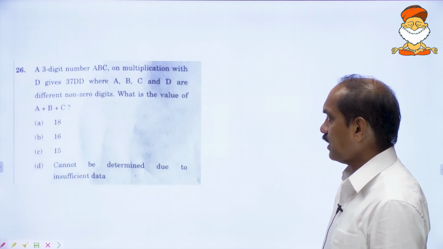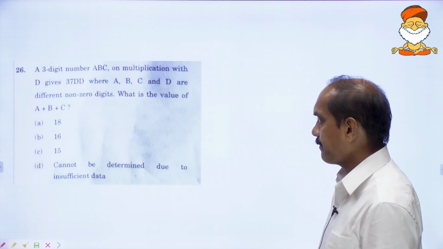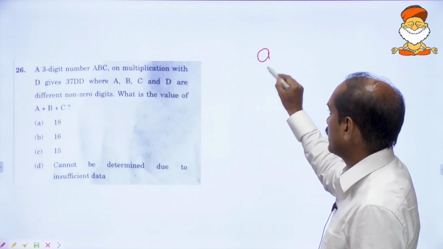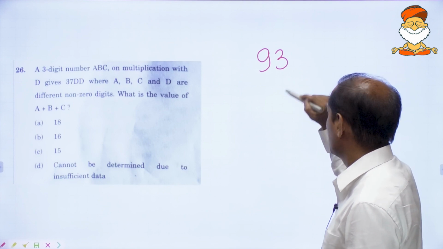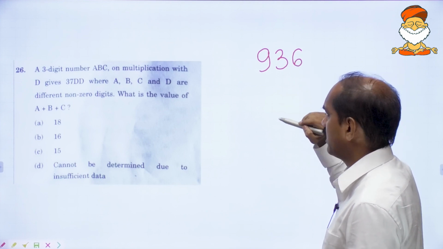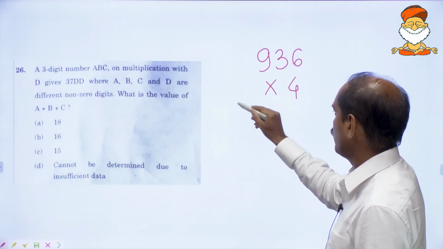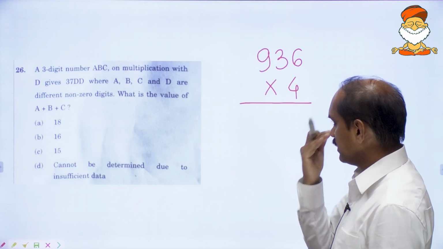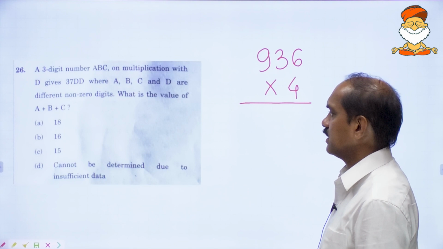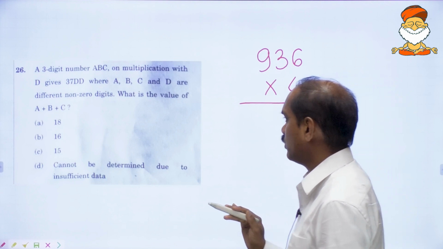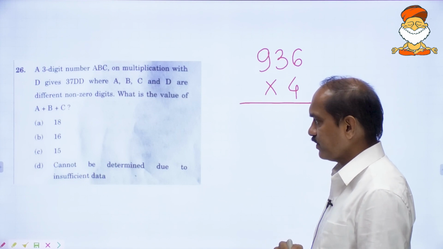A 3-digit number ABC on multiplication with D gives 37DD, where ABC and D are different non-zero digits. What is the value of A plus B plus C? Your options are 18, 16, 15. 936 if you take, divide by into 4.